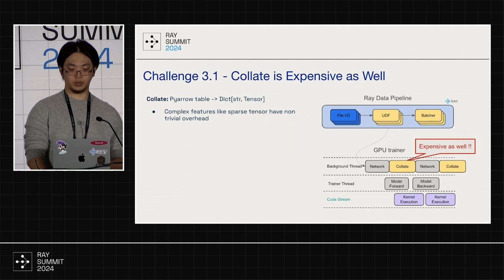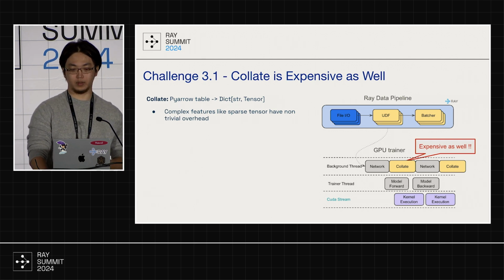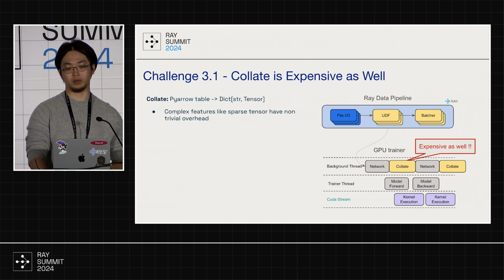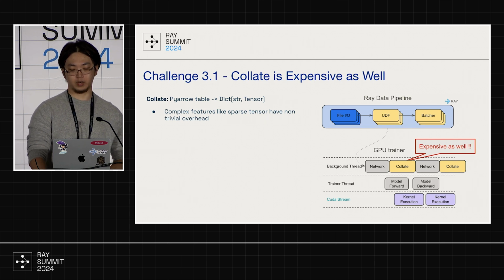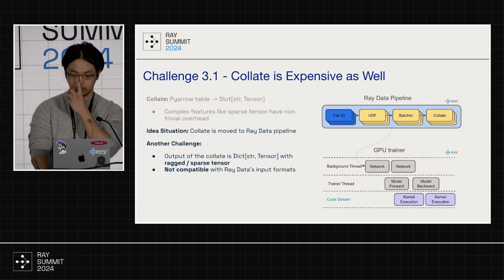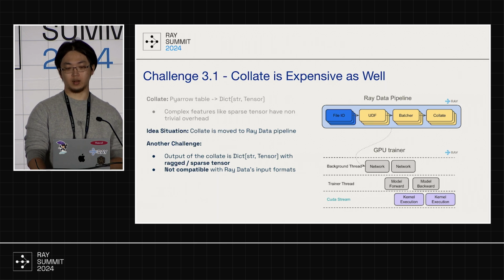So now we solved the object store bottleneck. Then let's look back at the overall pipeline again. We still see that there's some other CPU operation living inside the GPU process, specifically collate, where we're trying to convert the PyArrow table into the dictionary of tensors. This is especially expensive, combined with the fact that we have complex features like sparse and ragged tensors living in our batch, so it still introduces some overhead, right? Borrowing from the previous learning, we also want to move this collate out into the dataset pipeline so that it won't cause GPU idle times and can scale.